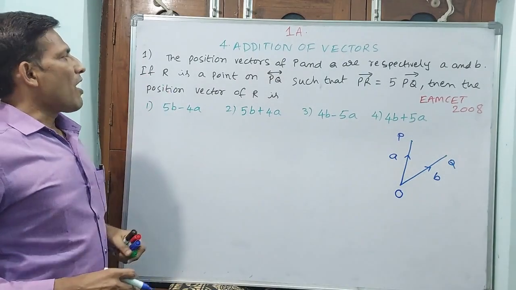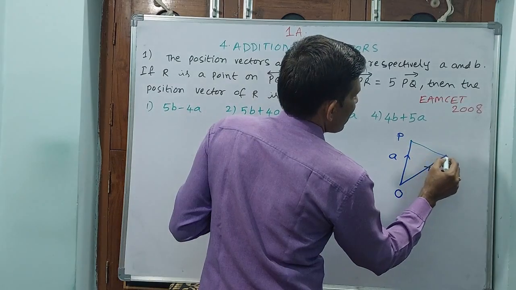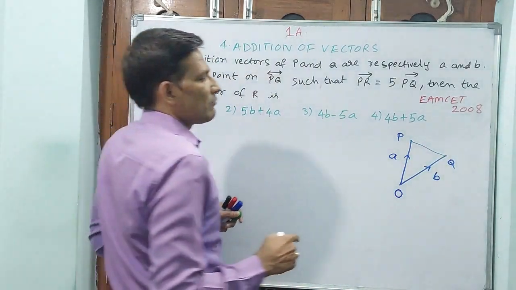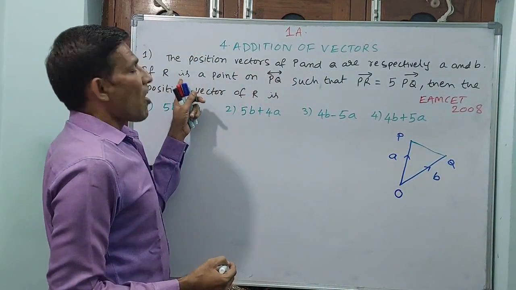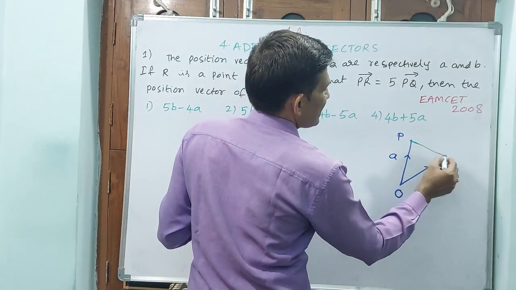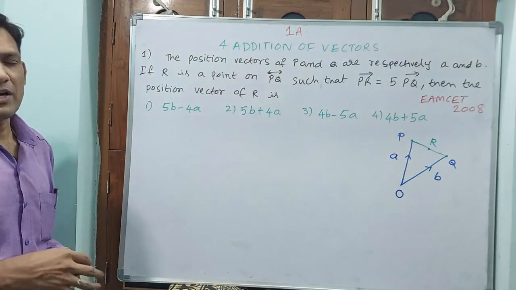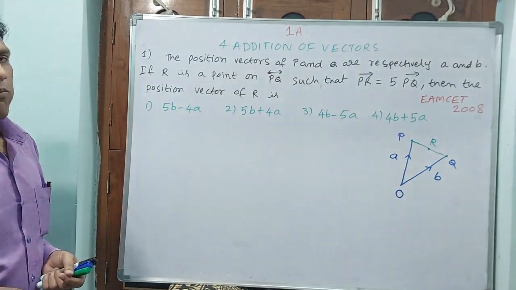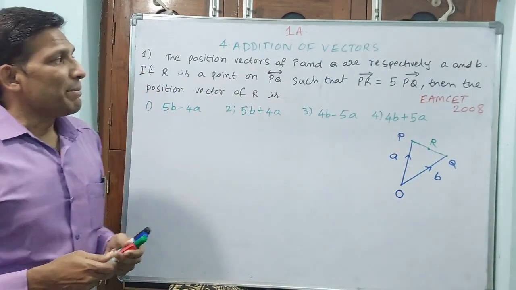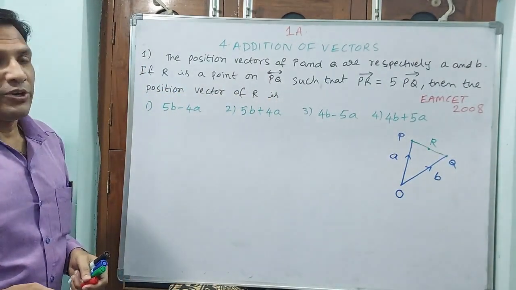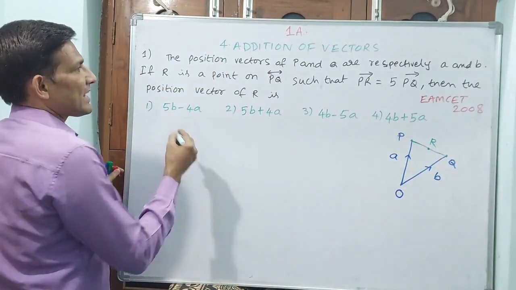Now go back. If R is a point on PQ, you see PQ, you first add, or what we can say, mix this. On this, R is also one point, that means see, like this one point is there here also. That point is R, understand this, okay, that point is R. Okay, R is a point on PQ such that PR is equal to 5PQ. See, PR is equal to 5PQ. By seeing, I am writing this.